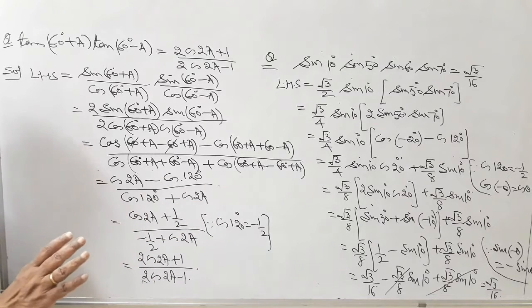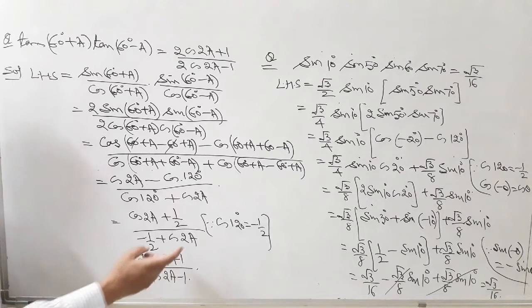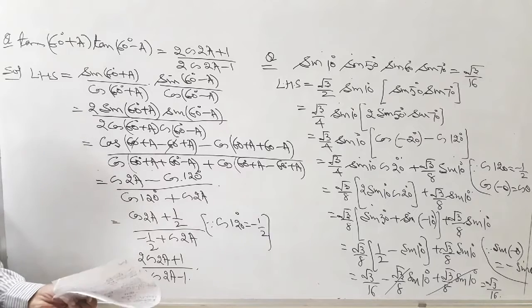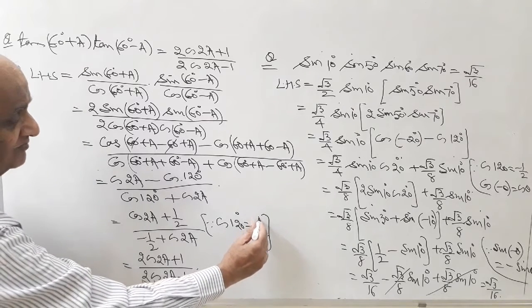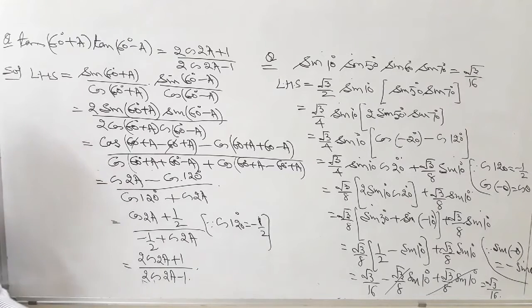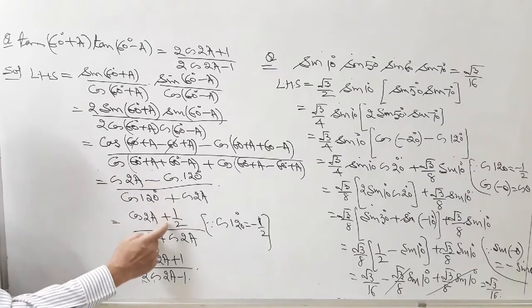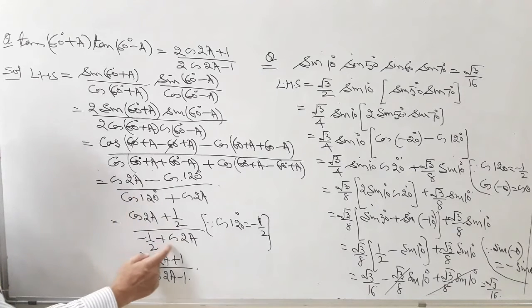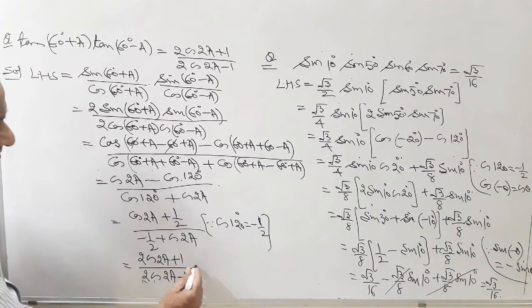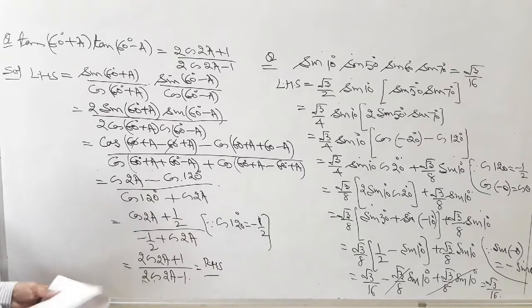Now as I told you in my previous lectures also, cos 120 is minus half. Please try to remember it as much as possible for all the coming questions. Cos 120 degrees is minus half. So cos 2A plus half over minus half plus cos 2A. Take the LCM: 2 cos 2A plus 1 over 2 cos 2A minus 1. This is what we want on the right hand side of the question. That is the first part before us.